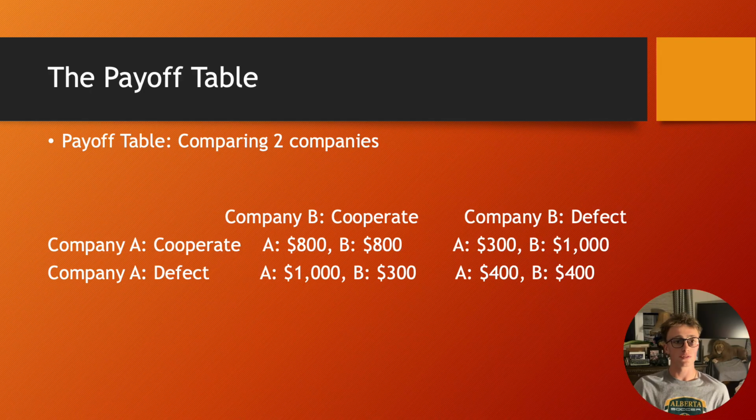So this is the payoff table. It's there to compare the two companies. If company A, let's say, cooperates and company B defects, A makes 300 and B makes 1,000, because defecting makes more money by stealing customers. And this is a great example because it shows the overall values and how much each company can make or lose based off the table.